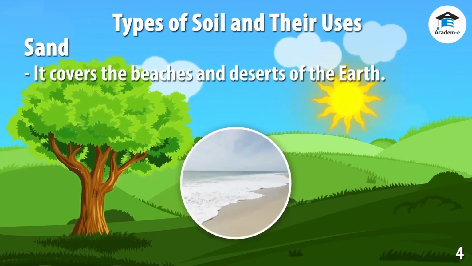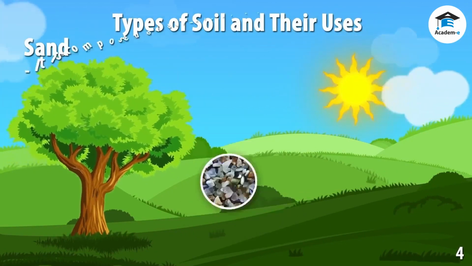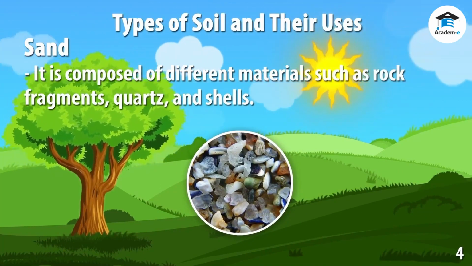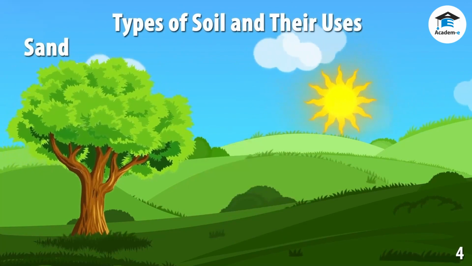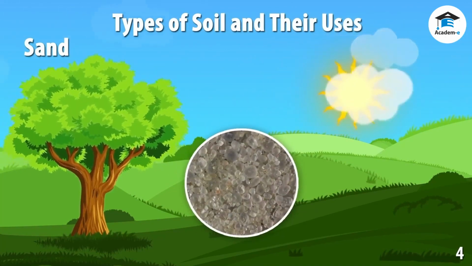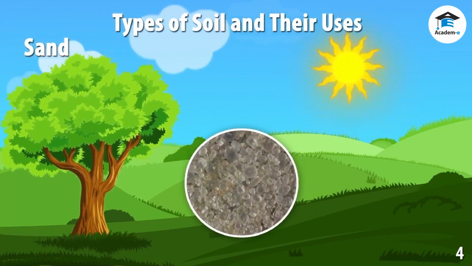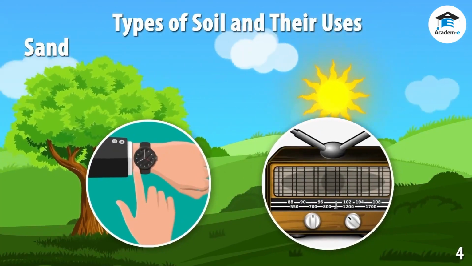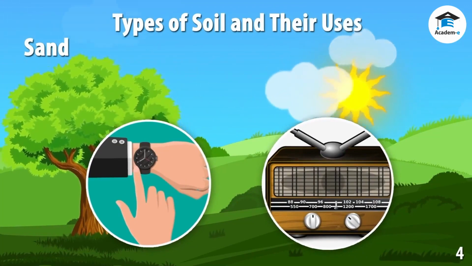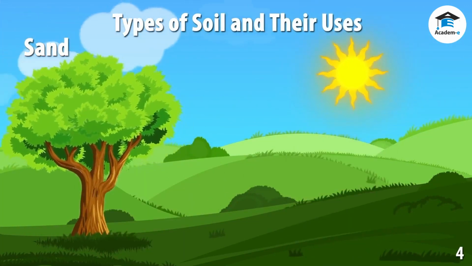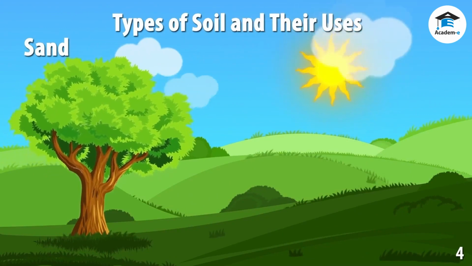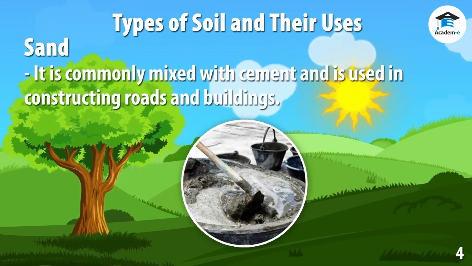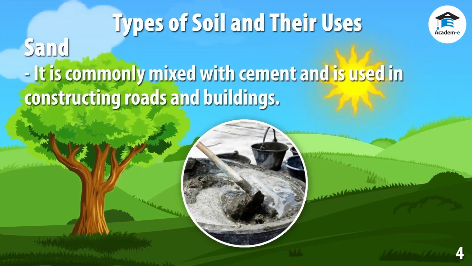Sand covers the beaches and deserts of the Earth. This soil type is composed of different materials such as rock fragments, quartz, and shells. Quartz is a hard, colorless or white mineral that is found in rocks. This mineral is used for the production of watches, radios, and other electronic devices. In addition, quartz is the main material for the production of glass. It is commonly mixed with cement and is used in constructing roads and buildings.